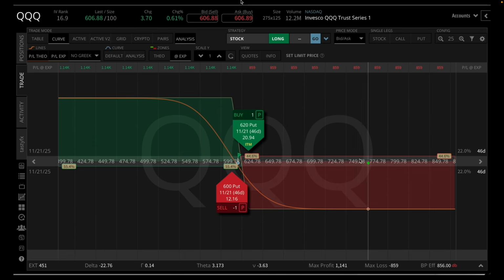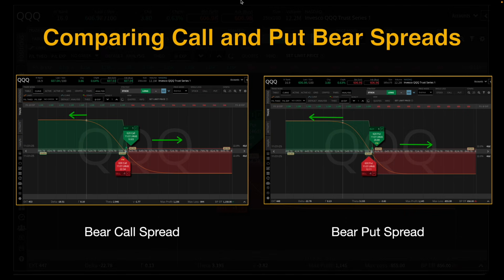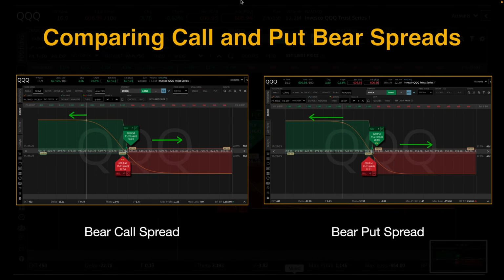And when I bring up the profit and loss diagram at expiration, it is nearly identical to the bear call spread. So here I took a screenshot of the profit and loss diagrams of the two spreads that we just went over, and you can see that they are nearly identical. Max profit on the bear call spread is $1,156 with a max loss of $844. And the max profit on the bear put spread is $1,145 with a max loss of $855.